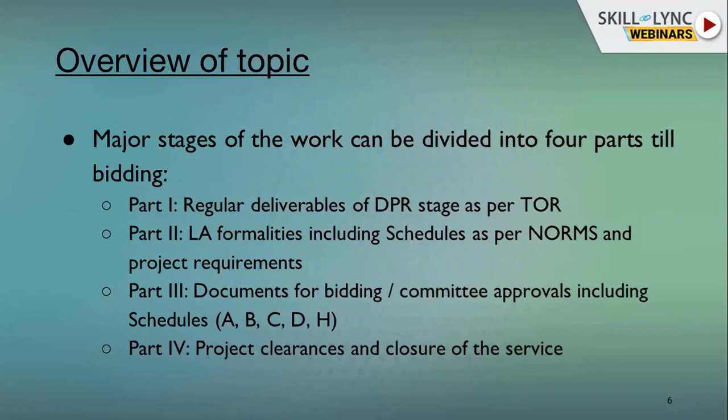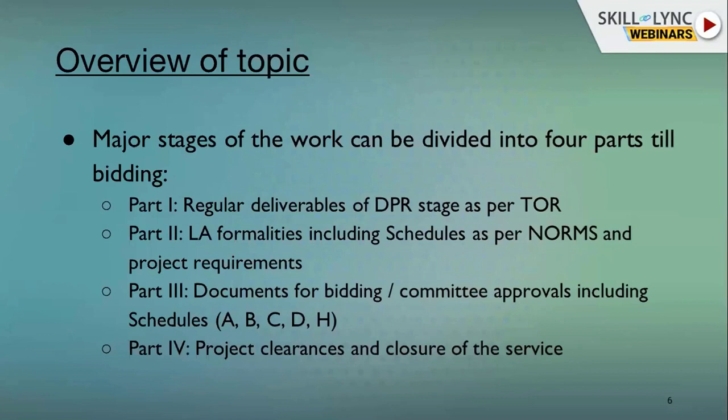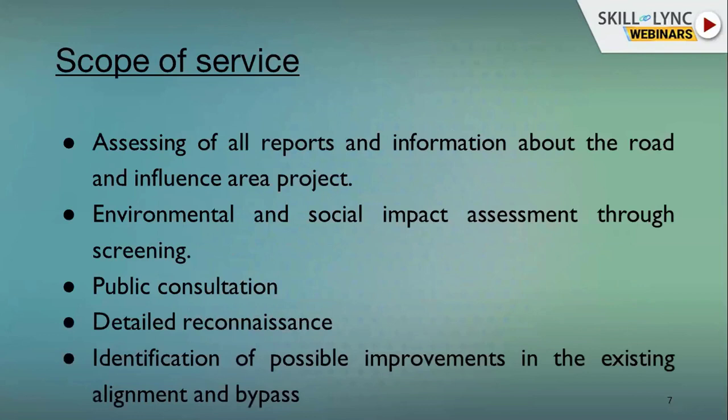And part 4 is project clearances and closure of the services. These project clearances include utility clearances, environmental clearances, forest and wildlife clearances, everything comes under that. That also plays a very important role in DPR finalization. As I said in the earlier slide, the regular deliverables as per TOR, and this TOR is terms of reference, that is the scope of services. There are huge scope of services. If you go through the terms of reference, it is about 20-30 pages of scope of services. So I have summarized a few to give a brief idea of the scope.